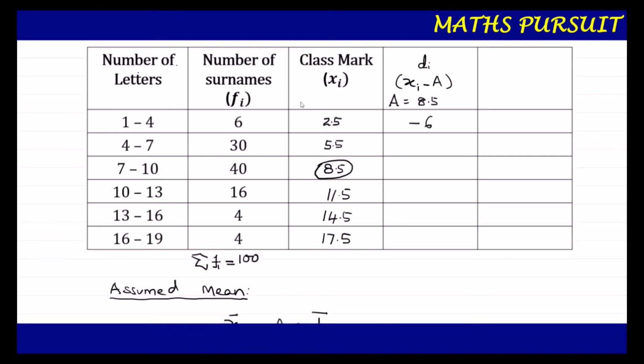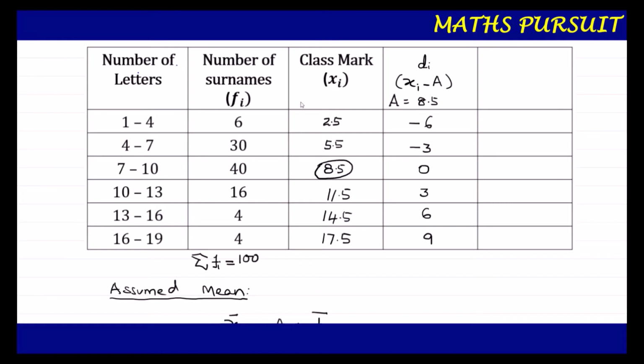Then 5.5 minus 8.5, we will get minus 3. Then 8.5 minus 8.5, we will get 0. Always you will get a 0 in the row or in the column where you have picked up the assumed mean. Then 11.5 minus 8.5, we will get 3, then 6, then 9. So these are the figures that we got for di.